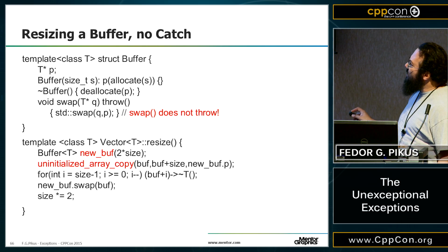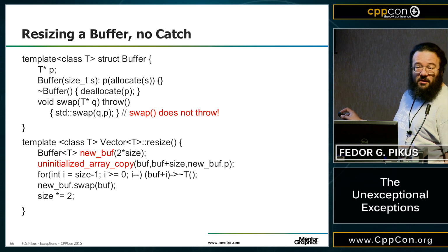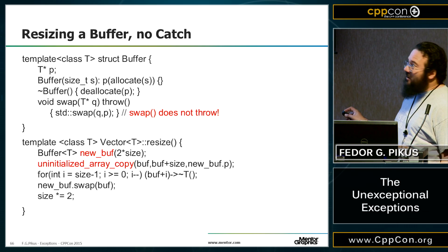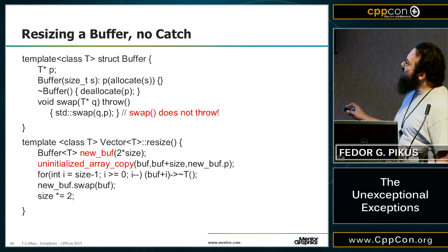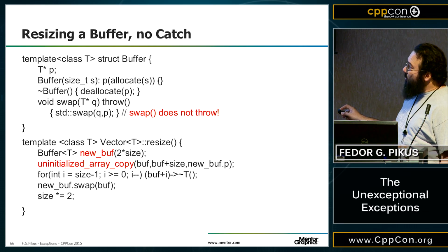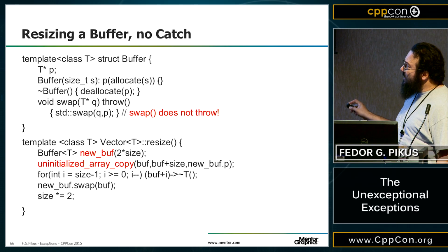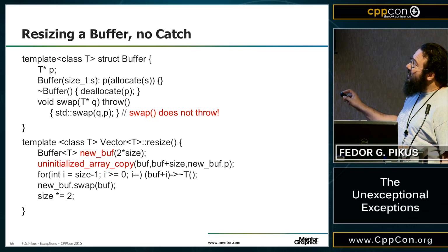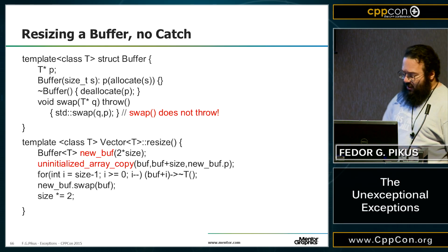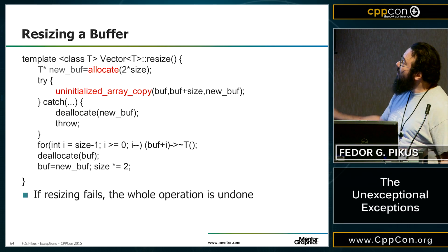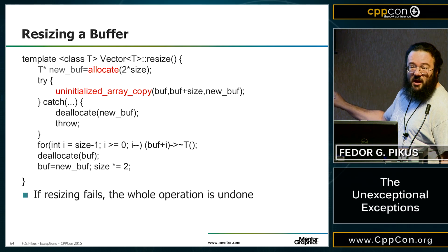Oh, yeah, you destroy the old stuff. You call destructors on the old stuff. Destructors don't throw, because again, at this point, you would not be able to recover from the errors. Very important that destructors do not throw, very important that swap doesn't throw. If, however, an initialized array copy throws, it does whatever it wants inside, it then rethrows, and the destructor of the buffer cleans up the memory without the explicit catch block.